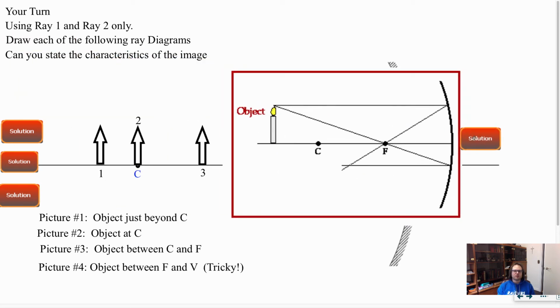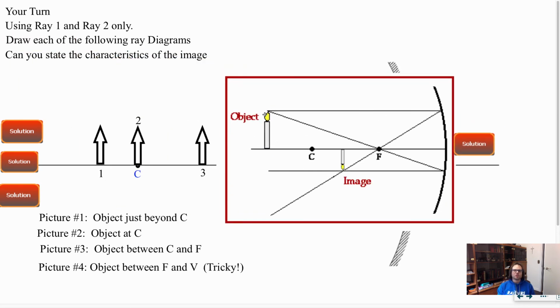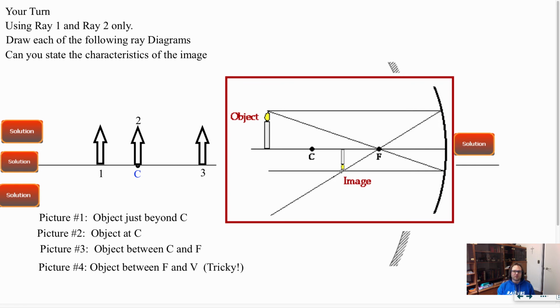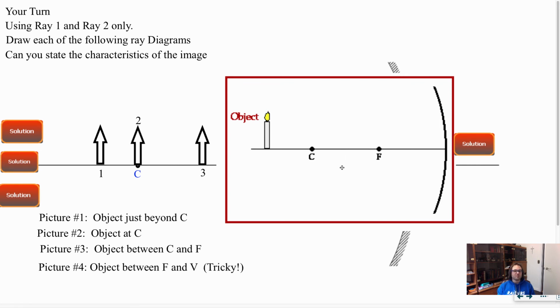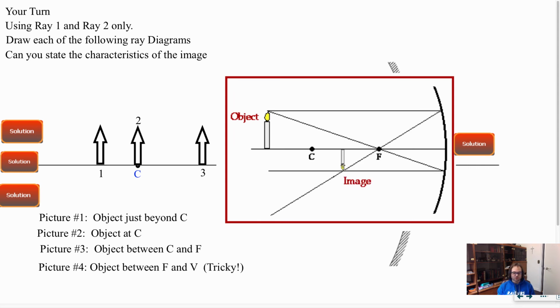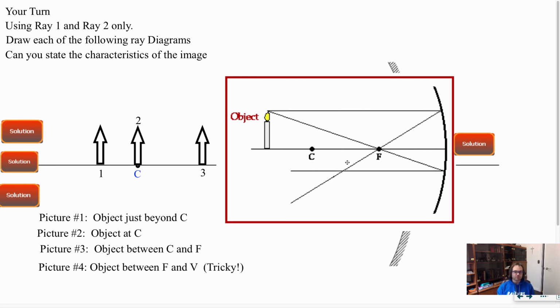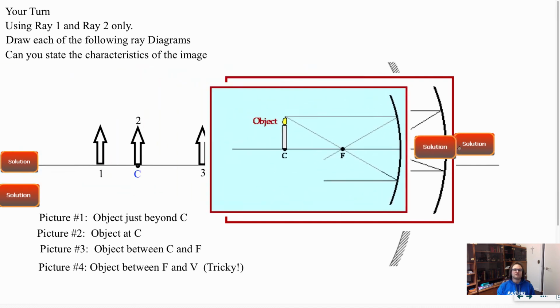So here is my first one. My object is behind the center. So we go across, we go down, and it hits there, and that's going to be my image. So in this case, my image is down here, it's going to be inverted and diminished. And this is also going to be a real image.